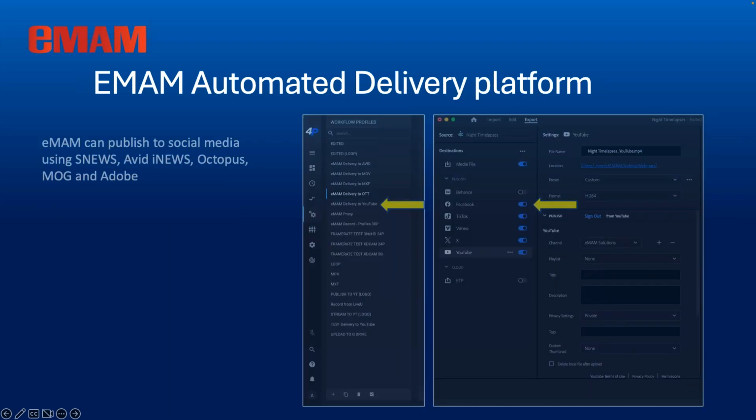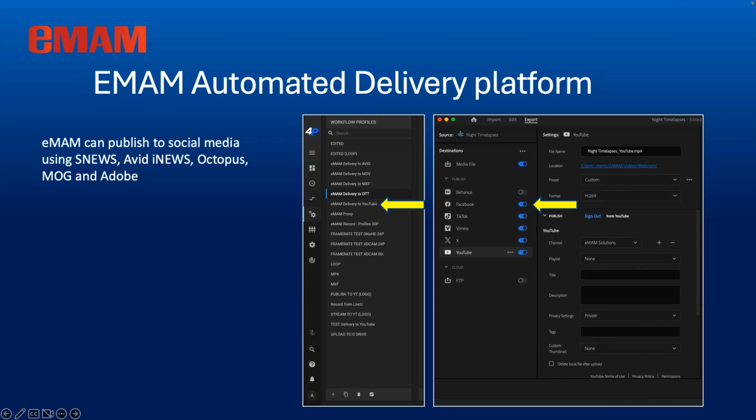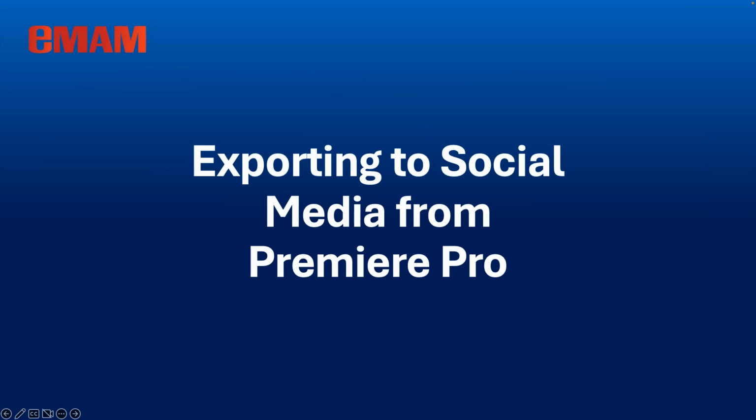And similarly, when you are dealing with workflows inside different tools, you could also use the MOG tools to do a direct delivery from Premiere to select predefined setups and have them delivered right away. So we can publish content to social media, and this can be done using SNews, Avid iNews, Octopus, MOG, and Adobe as well. We're going to take a more detailed look at Adobe and MOG in the next few slides. Okay, so focusing more on social media, and I believe that's the big demand today.